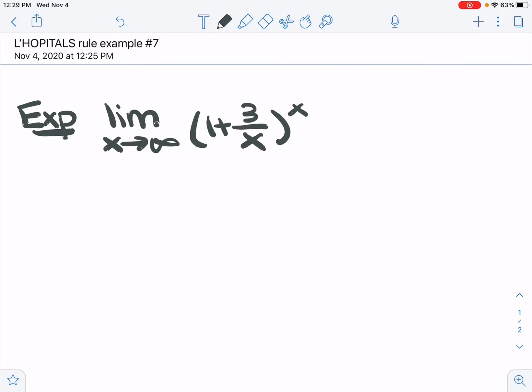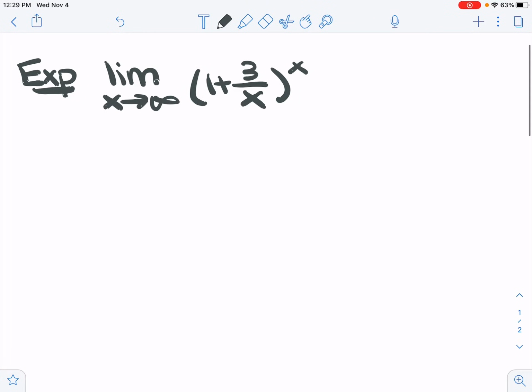We're going to finish with another messy one here. There's a little bit of a tricky idea in play, but what we have here when we look at x going to infinity is a 1 to the infinity indeterminate form. 3 over x, as x gets very large, goes to 0, so we have a base of 1 and an exponent of infinity.